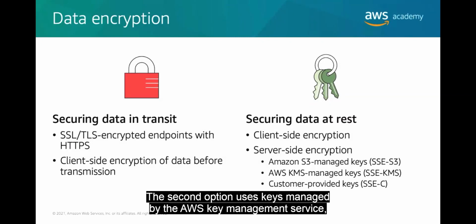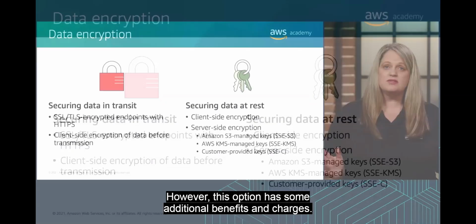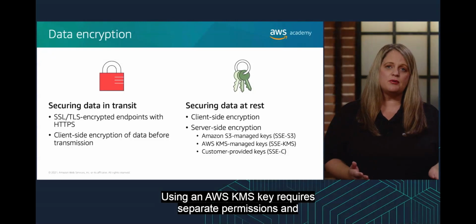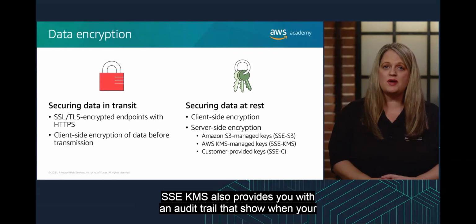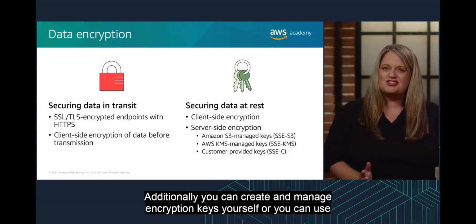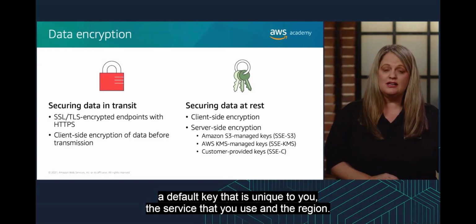The second option uses keys managed by the AWS Key Management Service, also called AWS KMS. This option is referred to as SSE-KMS and is similar to SSE-S3. However, this option has some additional benefits and charges. Using an AWS KMS key requires separate permissions and provides added protection against unauthorized access of your objects in S3. SSE-KMS also provides you with an audit trail that shows when your KMS key was used and by whom. Additionally, you can create and manage encryption keys yourself, or you can use a default key that is unique to you, the service that you use, and the region.